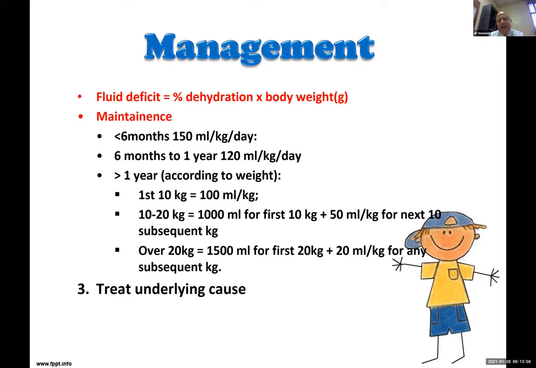In the first 6 months, you are giving 150 ml per kilo. Suppose the patient is 4 months and 6 kilos. So how much are you giving him now, for the maintenance? If it's the first 6 months, then how many kilos is he? 5 kilos. 5 kilos, then that would be 750 milliliters per day. And we now suspect that he is 10% dehydrated.